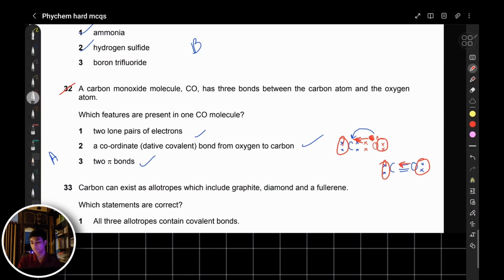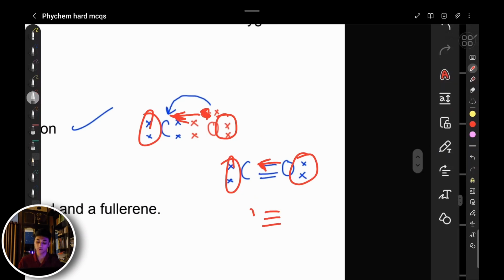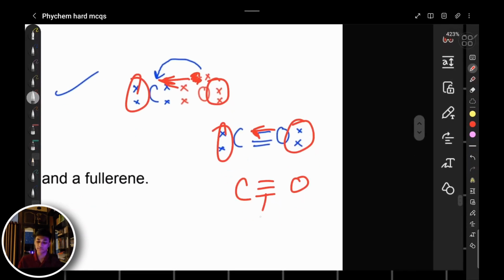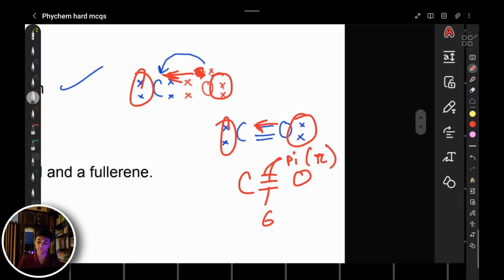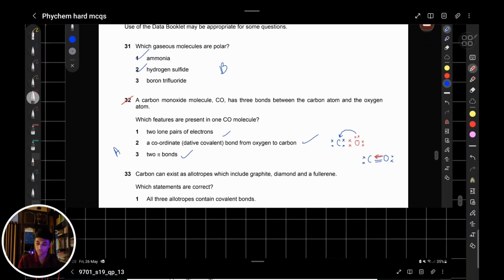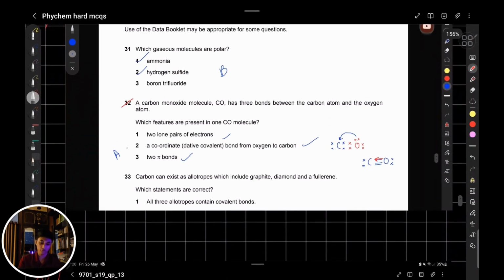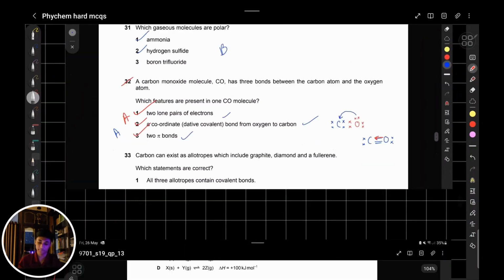2 pi bonds. Yes, there are 2 pi bonds, since there are 3 bonds, a triple bond. The first one is sigma, and the other two are going to be pi bonds. So A is going to be the answer, where all of these are correct.